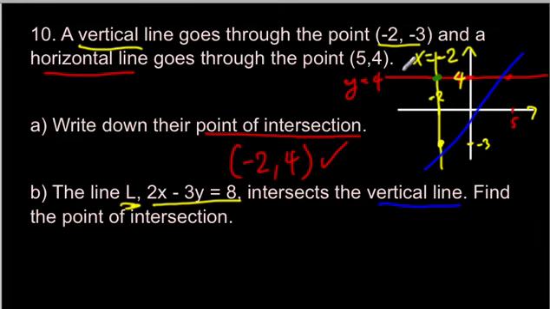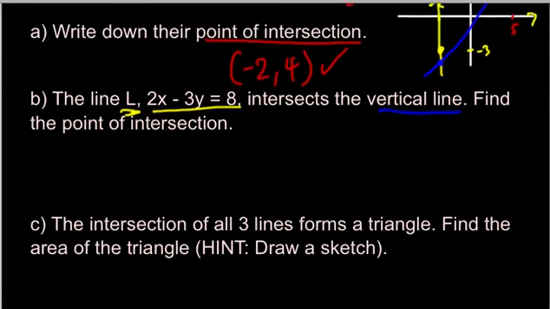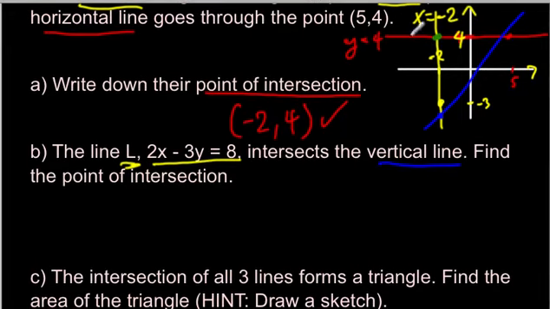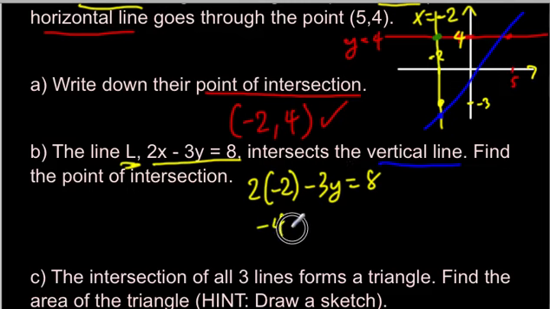Well, what was the equation of the vertical line? We said that the equation of the vertical line was x equals -2, so we need to find this point of intersection right here. If we know that x equals -2, we just plug that in here and solve for y, right? So let's just do that. Since x equals -2, all we have to do is plug that in. So 2 times -2 minus 3y is equal to 8, right? So this is equal to -4 minus 3y is equal to 8.